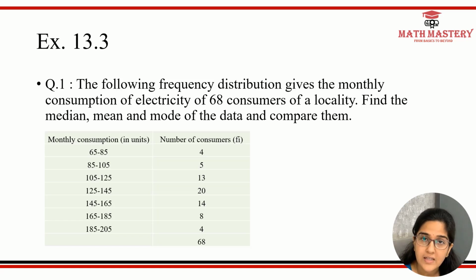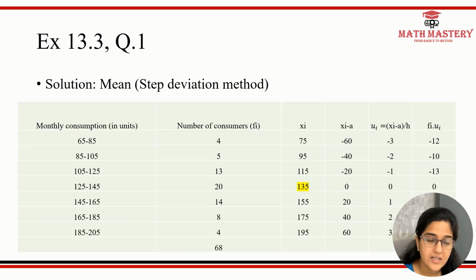First of all, we will calculate the mean. There are three methods to calculate mean: the assumed mean method, the step deviation method and the direct method. Step deviation method is the simplest to solve and therefore we will use it here. For the step deviation method, first we are given monthly expenditures and number of consumers, which is the frequency. So first we will calculate the xi, which is the class marks.